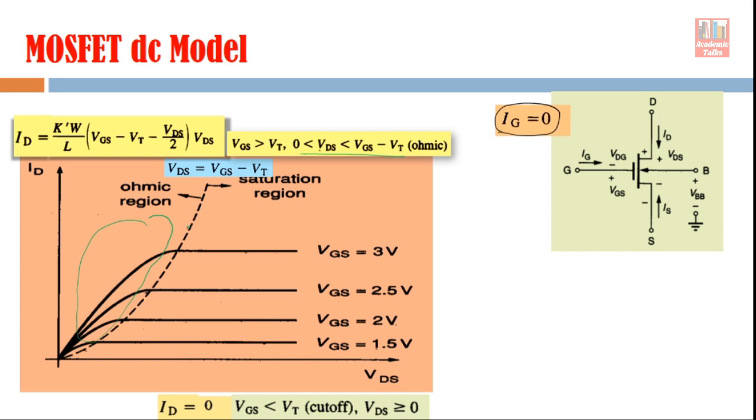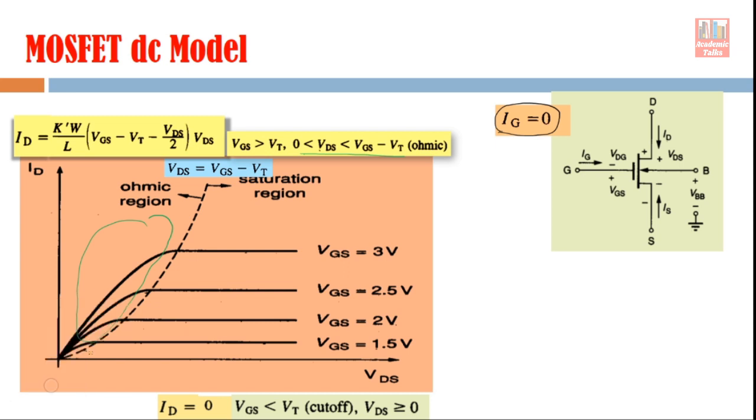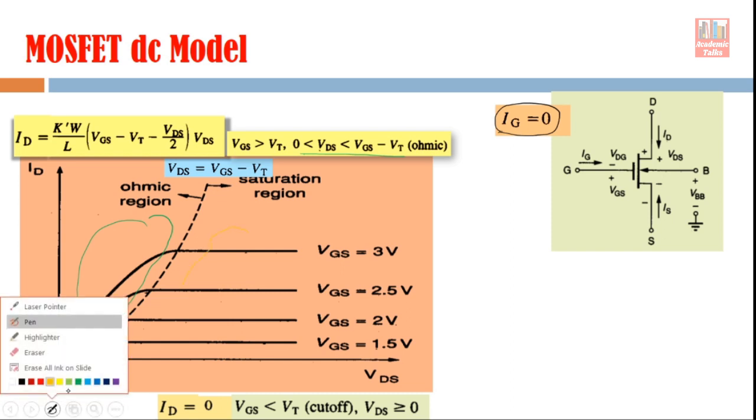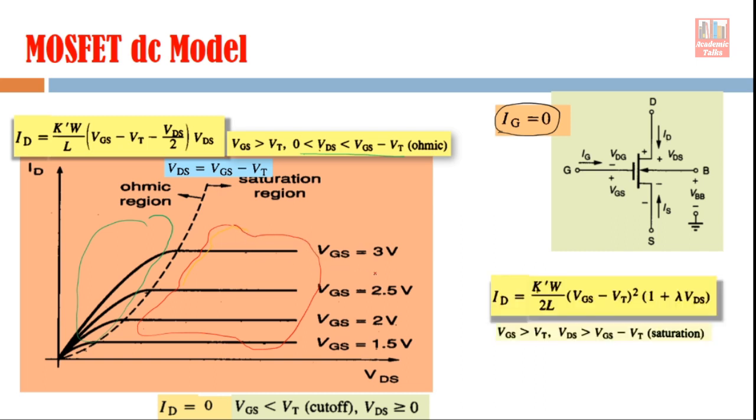When the drain source voltage is greater than VGS minus VT, meaning when we are beyond pinch off, let's choose maybe yellow color here. Yellow is not visible, so let's take red itself. All this portion corresponds to the saturation region, and for the saturation region the equation of current is given by this part.